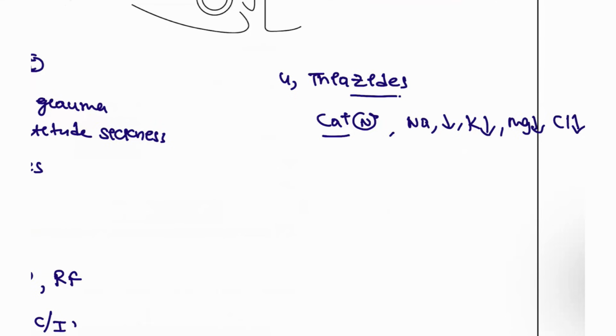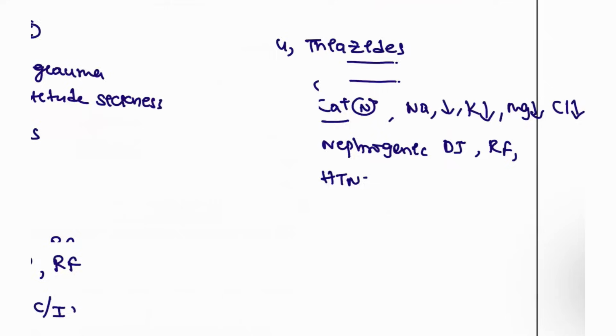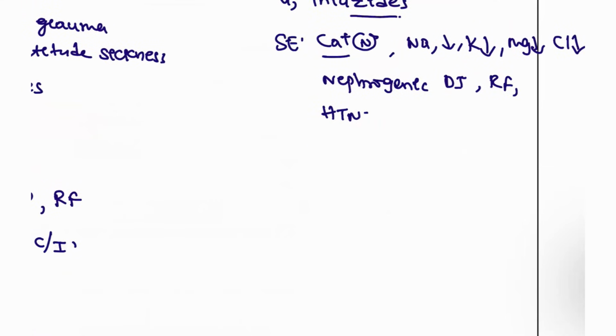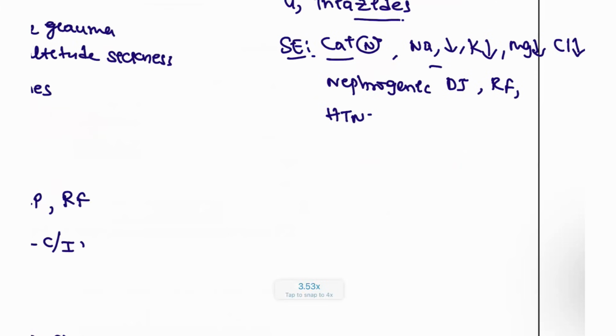Next, what are the uses? Nephrogenic diabetes insipidus, renal failure, and also those suffering from hypertension. We can give this drug. The side effects: calcium will be normal, and all the remaining ions will be decreased. Again, this will also increase the glucose and the uric acid in these patients.